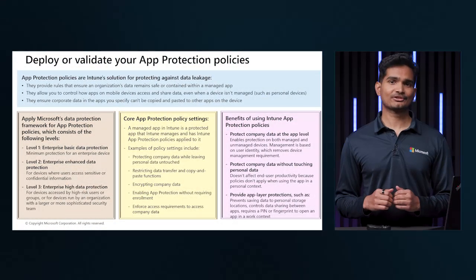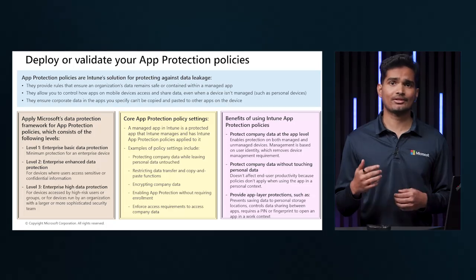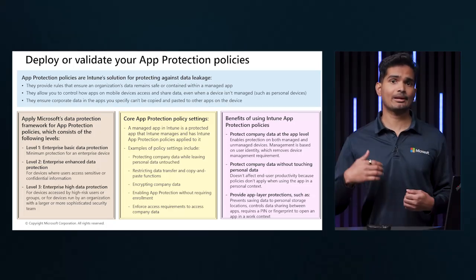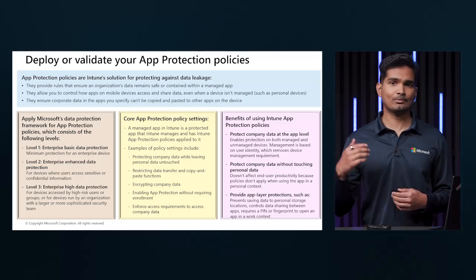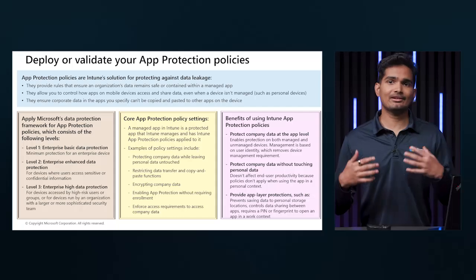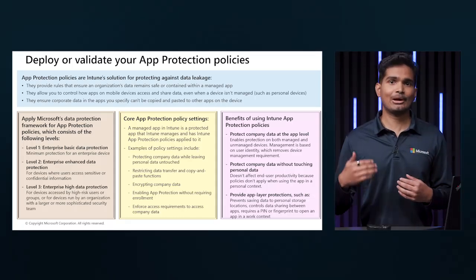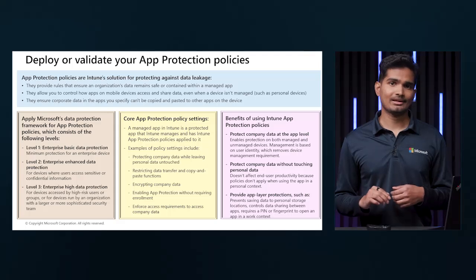Intune's app protection solution protects against data leakage. It provides rules to ensure that data remains safe and within a managed app. They allow you to control how apps on mobile devices access and share data, even when a device isn't managed, and disallow things like copy and paste to other apps on the device.